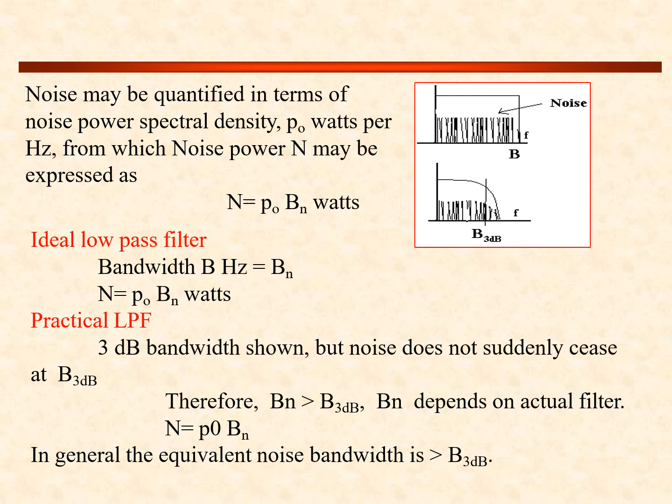Then the practical low pass filter. The 3 dB bandwidth is one, but noise does not suddenly cut off at 3 dB. Therefore, Bn is always greater than the 3 dB bandwidth. Bn always depends upon the actual filter we are going to use. So in general, the equivalent noise bandwidth is always greater than the 3 dB bandwidth.